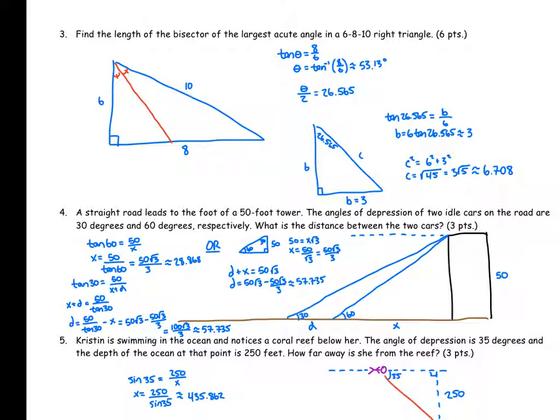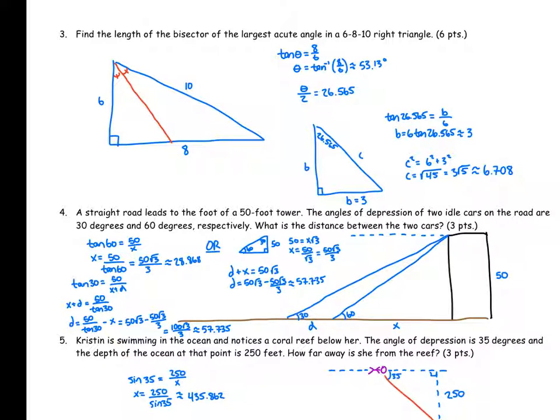Okay, we've got a few options here to find the length of the bisector of the largest acute angle in a 6, 8, 10 triangle. So you could use the trig way. That's what I've written out here because I think it's the one we're the most comfortable with. And you could also use the angle bisector theorem. So let's start by talking through the trig.